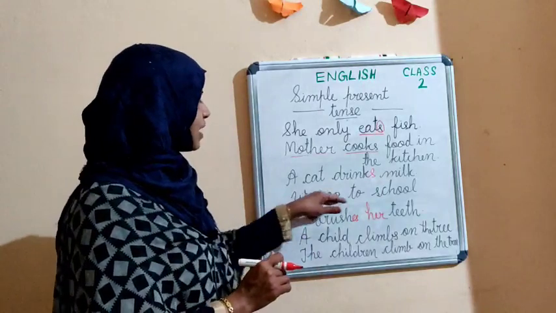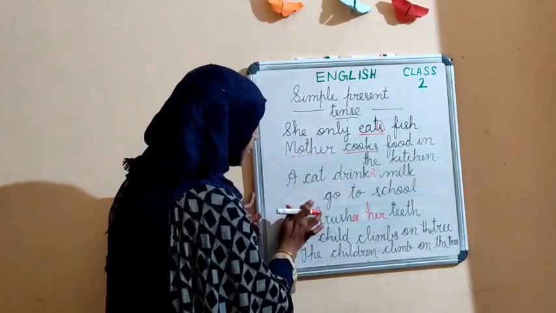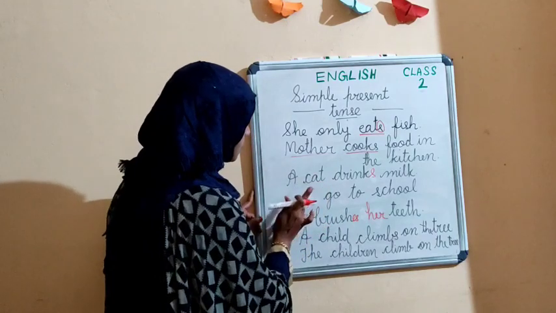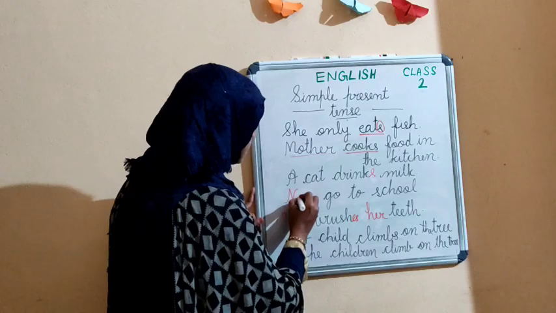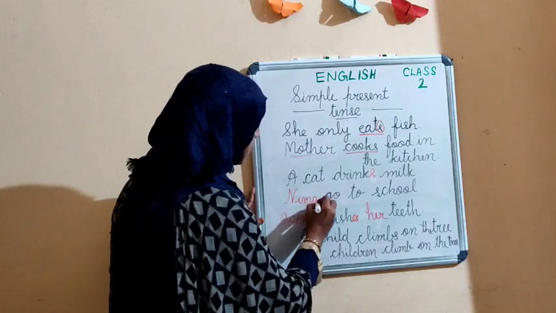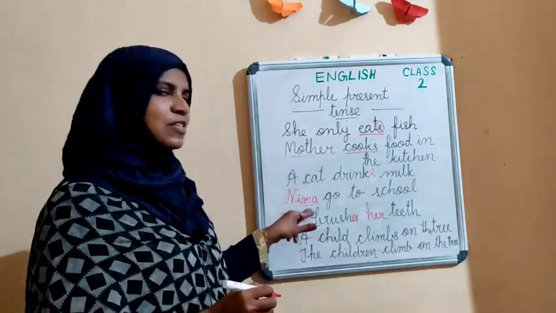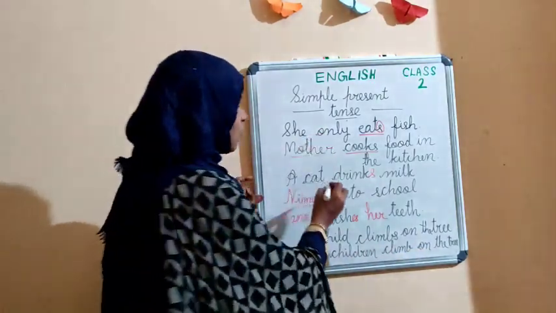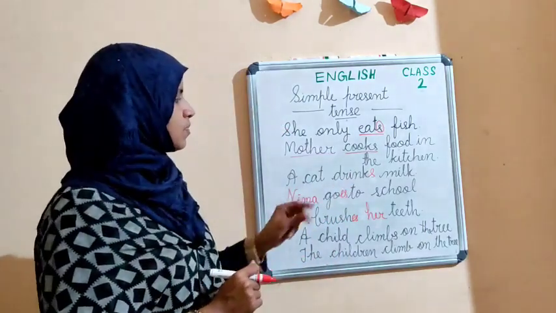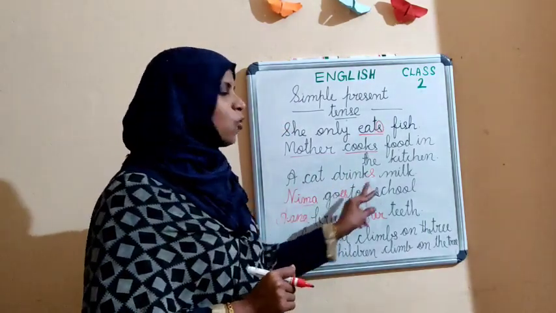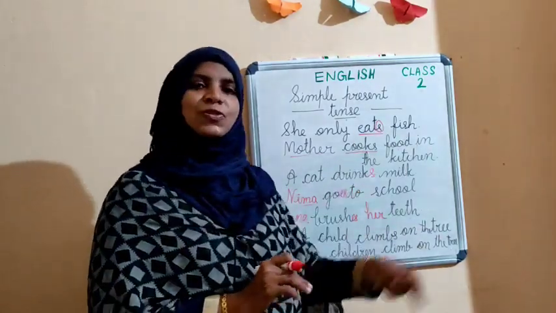And here also we can change like that. When we change here, what? Nima. "Nima go to school" is wrong. Nima is only one. So we should add ES here, S or ES. Okay? Nima goes to school. Understood? We go to school.